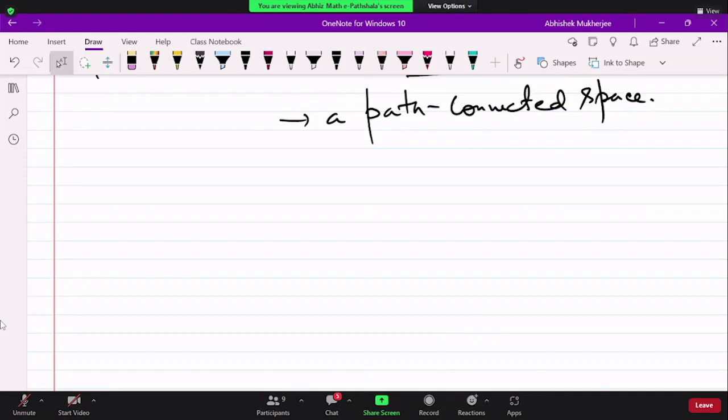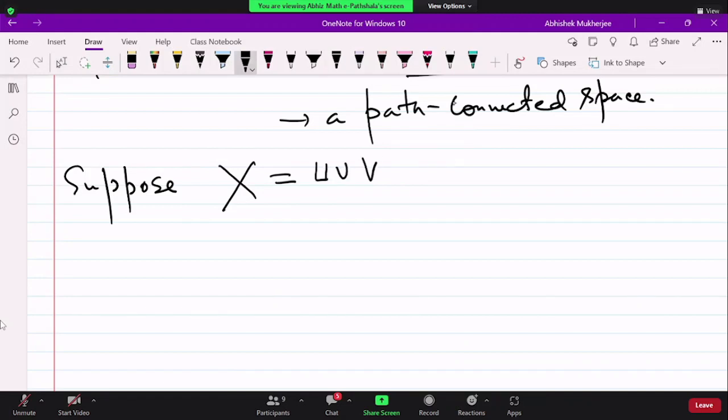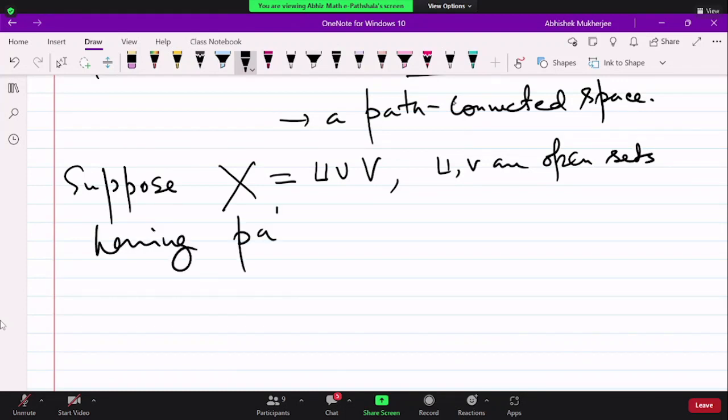Now, generally, if we take the same situation for a general kind of space, suppose we take any space X, which can be represented as a union of two open sets U and V, which are not only open sets, but they are open sets having path connected intersection.